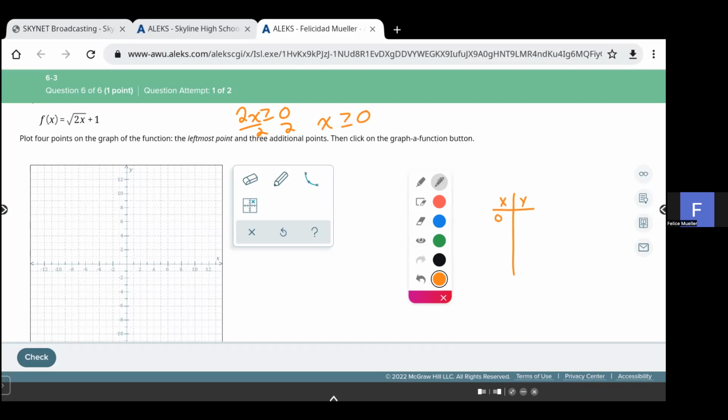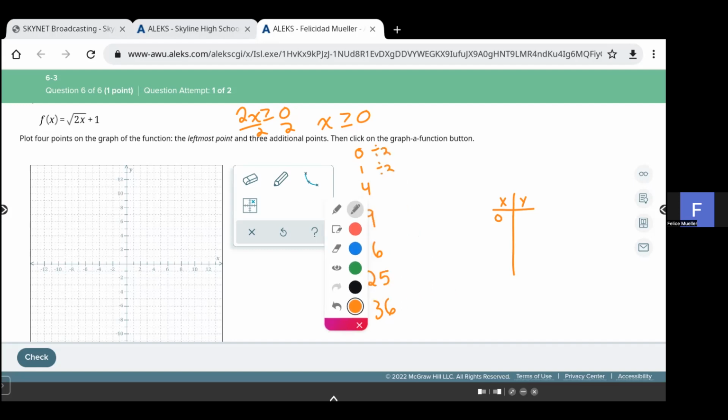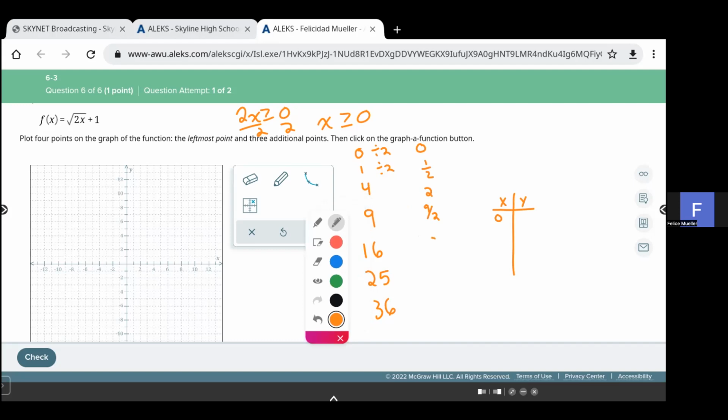And I'm also doubling everything. So I'm going to take my list of perfect squares, 0, 1, 4, 9, 16, 25, 36. Because I'm multiplying by 2 on the inside, I'm going to divide all these by 2. And so on. So I'm going to use 0, 1 half, 2, 9 halves, 8, 25 halves, or 36 divided by 2 is 18. So these are the ones I would pick.